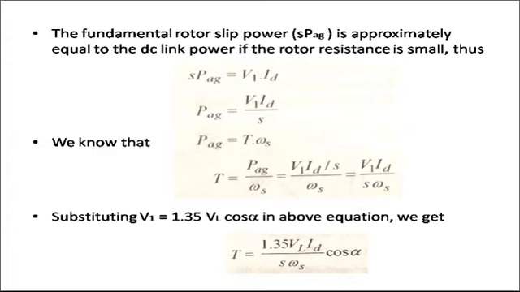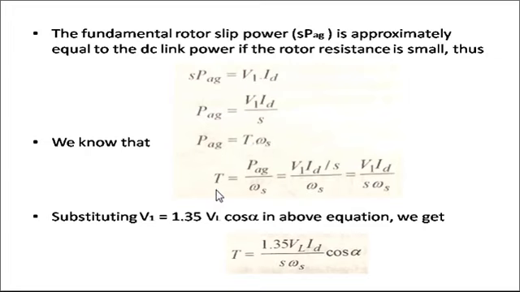Further, we can see that the fundamental rotor slip power, S into PAG, is approximately equal to the DC link power if the rotor resistance is small. Then we can write S into PAG equal to V1 into ID, or PAG can be given as V1 into ID divided by S, as we know that PAG can also be given as torque multiplied by the speed, tau multiplied by omega s.